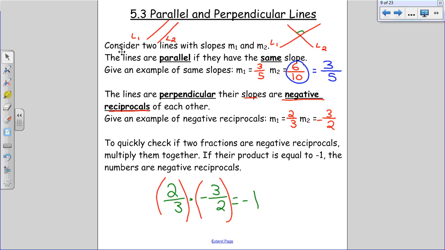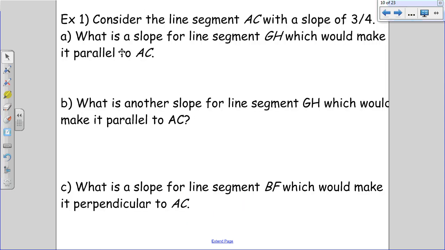Okay, we're going to have a couple slides worth of questions just to see how this actually looks. So all we've learned is parallel lines, same slope, perpendicular lines, negative reciprocals. Here's a question. It says, consider the line segment AC with a slope of 3 over 4. So that means slope of AC equals 3 over 4. What is a slope of line segment GH, which would make it parallel to AC?